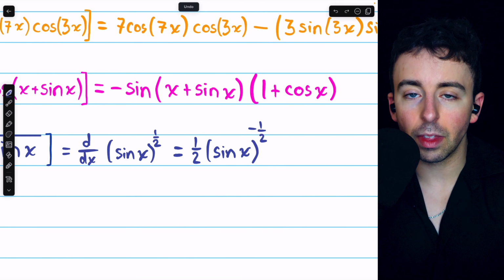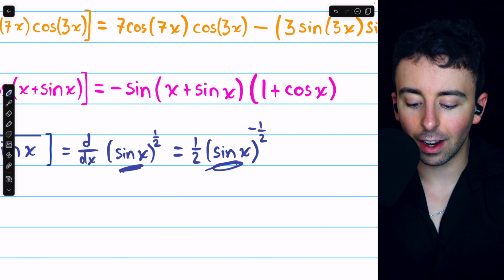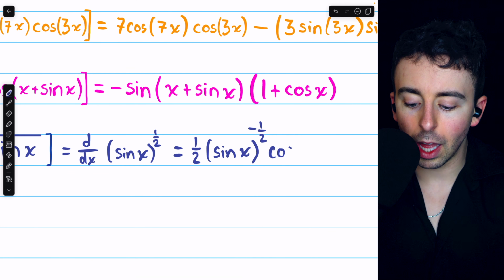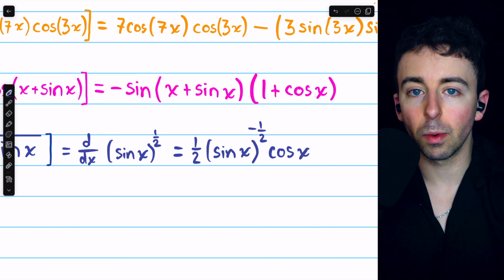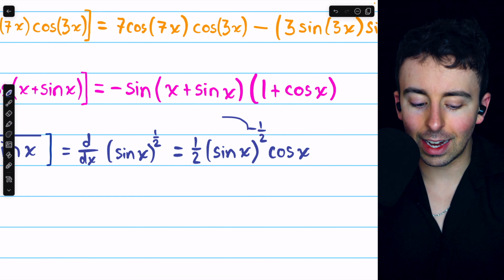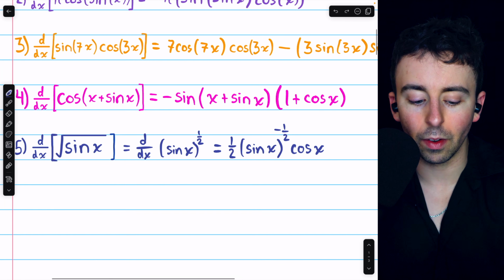So that's the derivative of the outside function, leaving that inside unchanged, and then we just need to multiply by the derivative of the inside function. So multiply by cosine x, and that is the derivative of the square root of sine x.